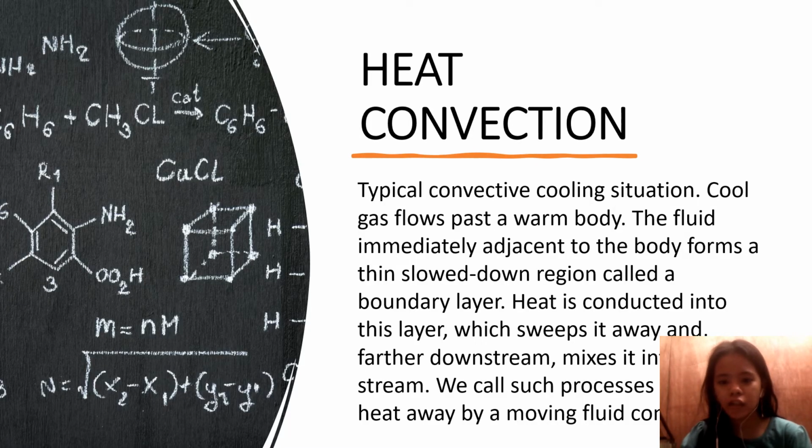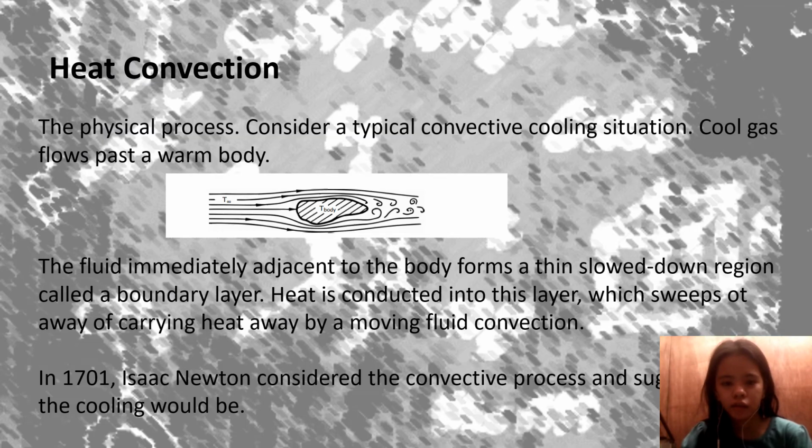Next, a typical convective cooling situation. This is a heat conductor. Gas flows past a warm body. The fluid immediately adjacent to the body forms a thin slowed down region called the boundary layer. Heat is conducted into this layer, which strips it away and farther downstream mixes into the stream. We call such a process heat carried away by a moving fluid, convection. So heat convection is the physical process considered in a typical convection cooling situation. Cool gas flows past a warm body.